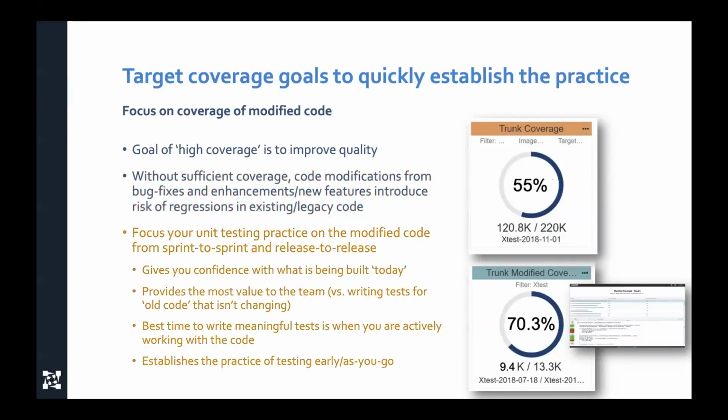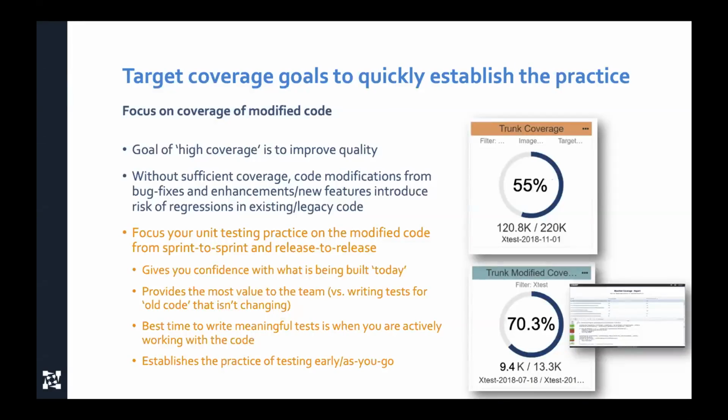So really, what we do recommend, and we do this at Parasoft across all of our development teams, is we focus not only on code coverage at a macro level of the entire project, but we focus on code coverage from the point of view of a sprint to sprint and release to release perspective. So we're looking at the parts of the code base that have changed from one sprint to the next, and from the last release to the release that we're currently working on. And we're focusing on achieving high levels of code coverage there first. We want to do this because this actually gives us confidence that what is being built today is of high quality. And it also provides the biggest value to the teams.